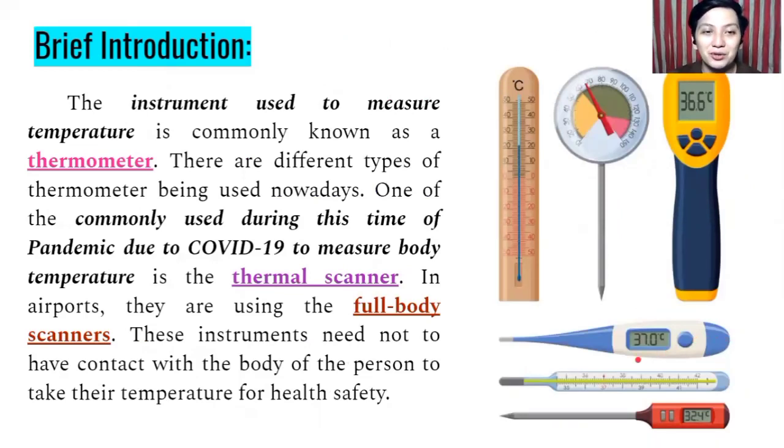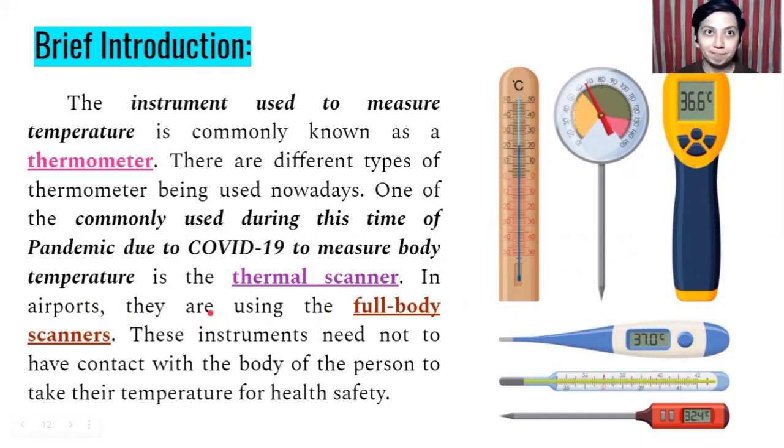The instrument used to measure temperature is commonly known as the thermometer. So there are different types of thermometer being used nowadays. One of the commonly used during this time of pandemic due to COVID-19 to measure the body temperature is the thermal scanner. Ito yun, this one. Okay. In airports, they are using the full body scanner.